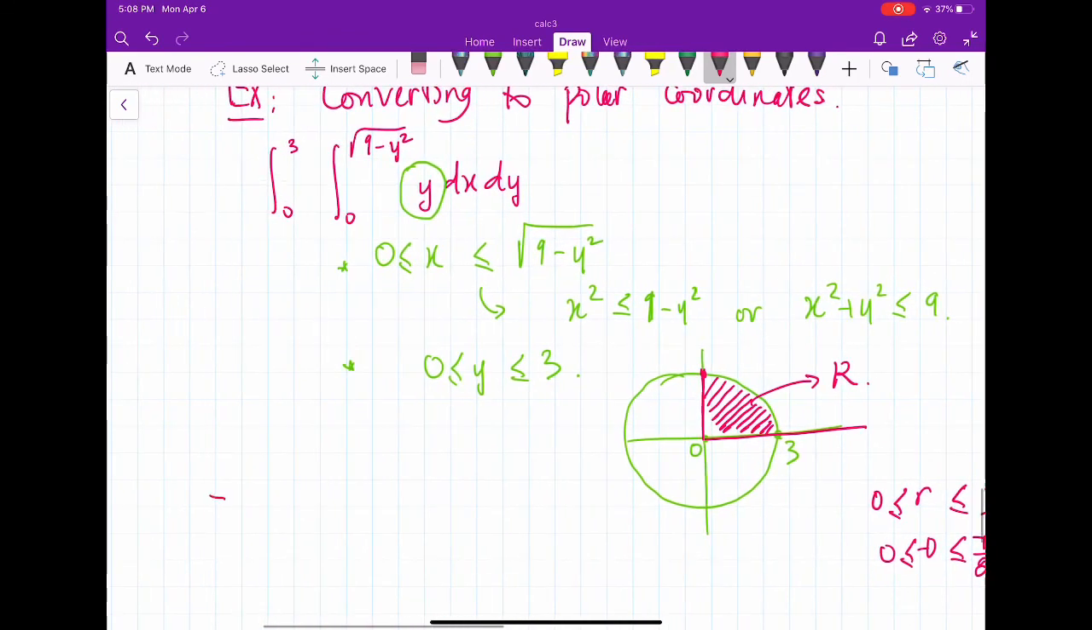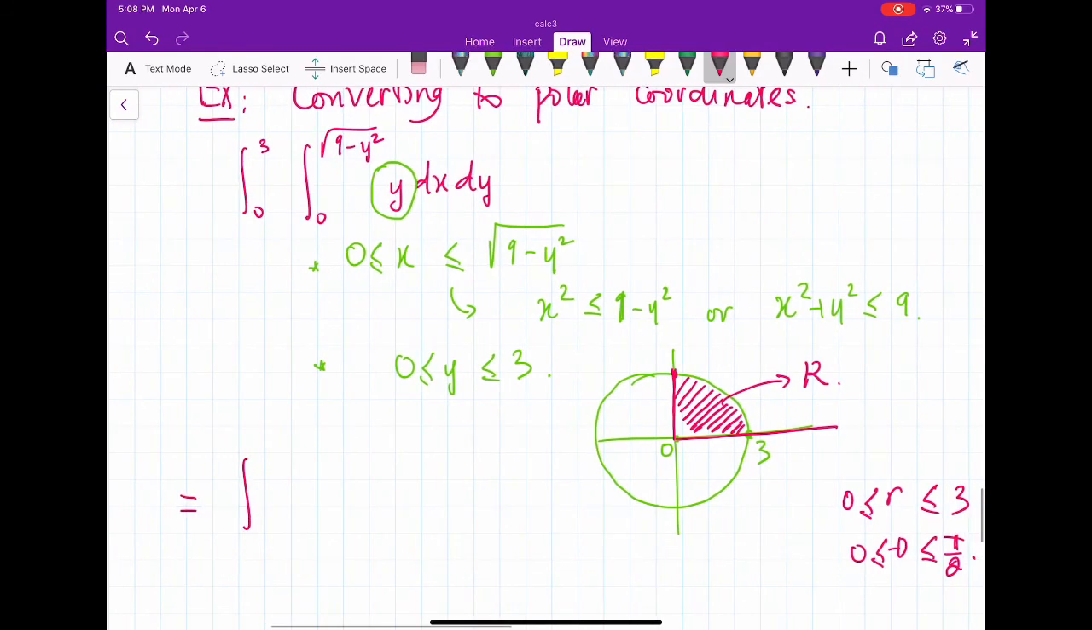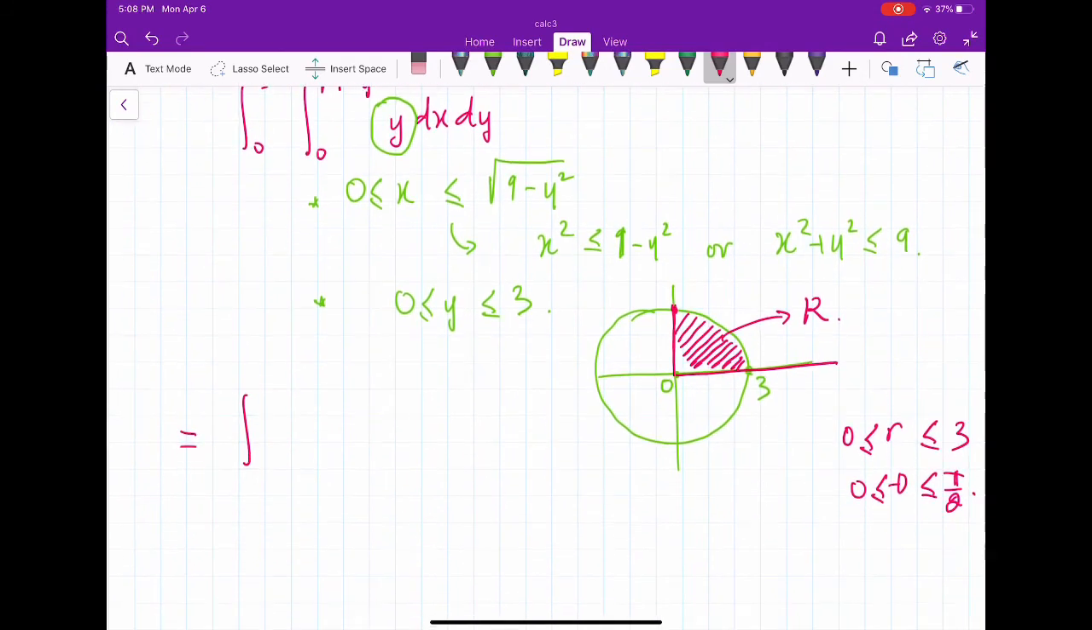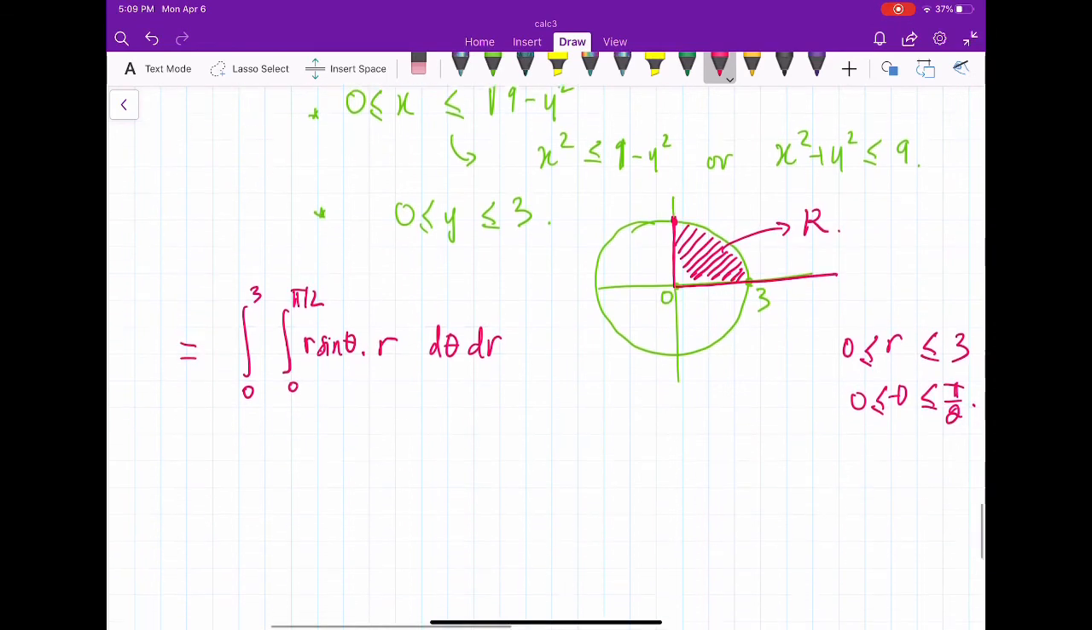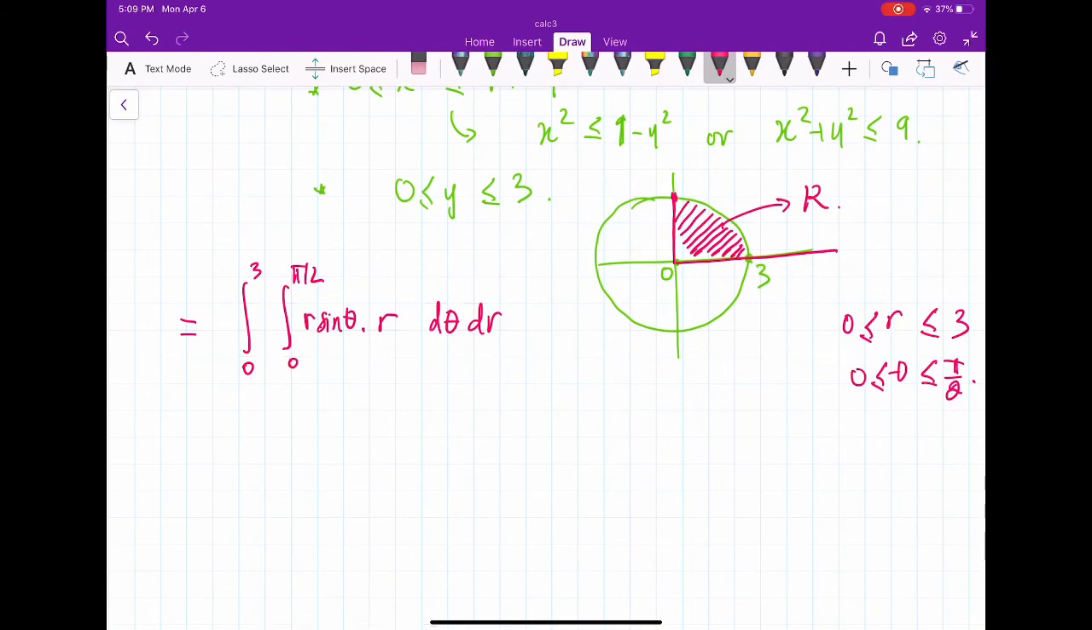We have this is equal to the integral of what? Let's say I want to write theta and r, right? Let's integrate with respect to theta first and then r. So outside I have 0 to 3, and inside from 0 to pi over 2, y is r sine theta, and then multiply by r. Make sense? So it's pretty easy to convert from rectangular to polar coordinates.